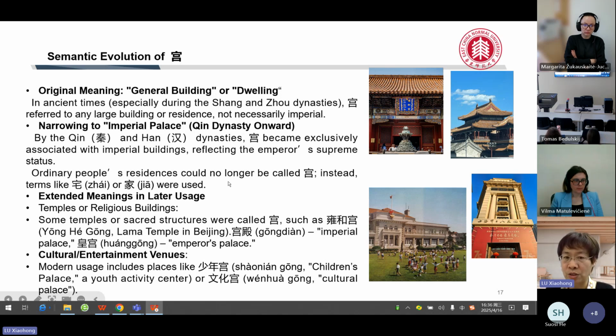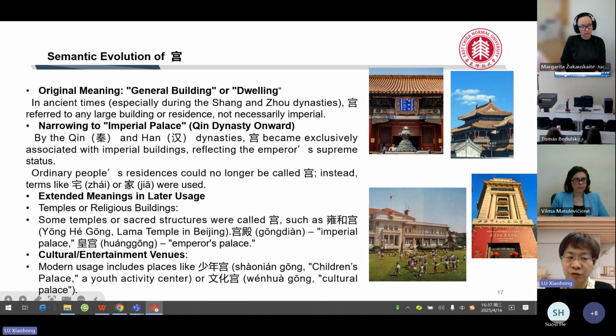So for ordinary people's residences, they can only use the word jia, which can refer to the house or family, or they can use the word zhai, for a kind of noble family. So the meaning narrowed from the original general building to imperial palace, and then later on the meaning extended in later use. It can be used to refer to temples or religious buildings. For example, in Beijing, we have the Yonghe Gong, a Lama temple. We also use this word to refer to other temples, as well as the emperor's palace.